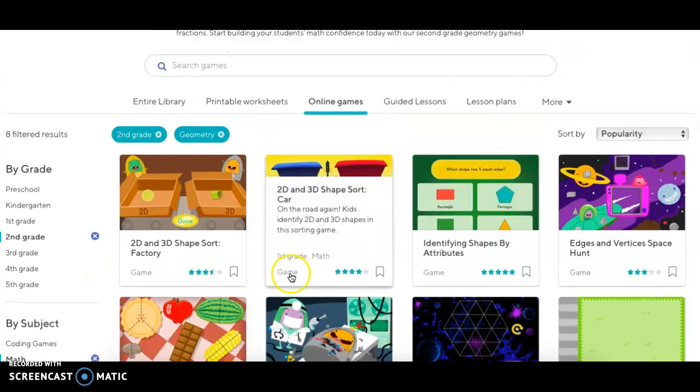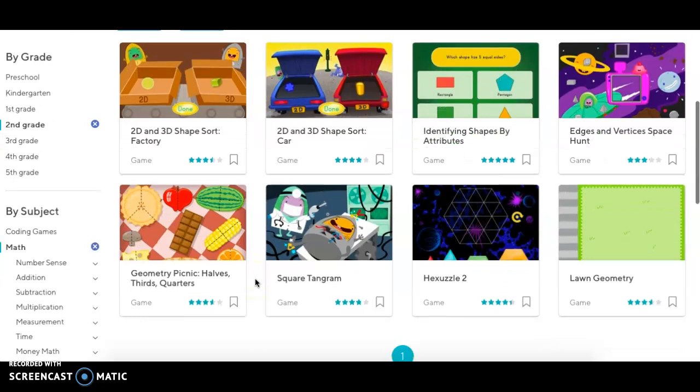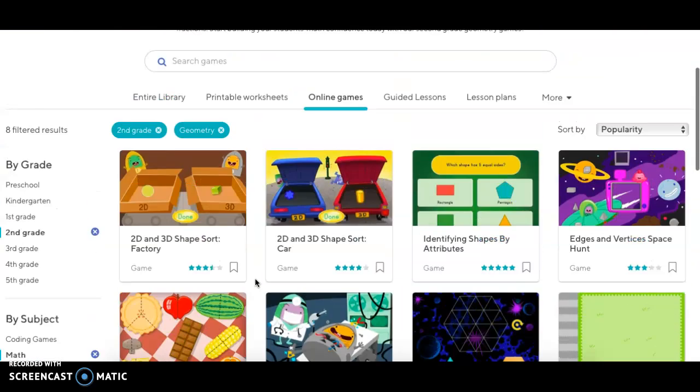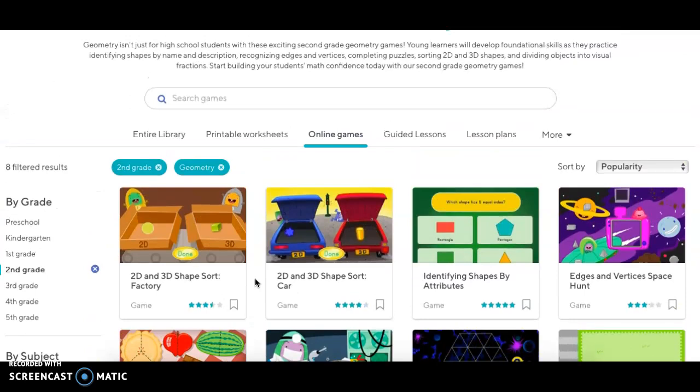And then once they get here, there are so many for them to choose from. It really just opens their eyes to the technology there is and how it can help them learn different shapes. So I thought this was a really great online resource for them to have, and they can even use this at home. They can use this anywhere.